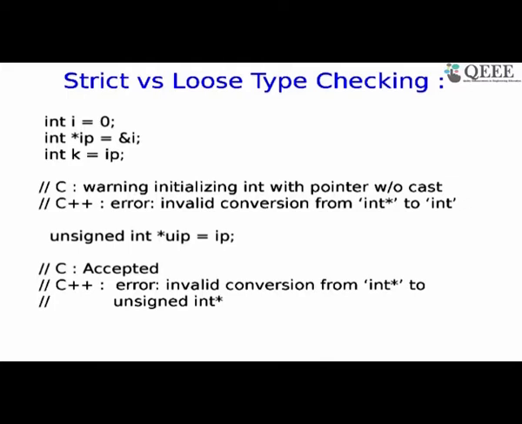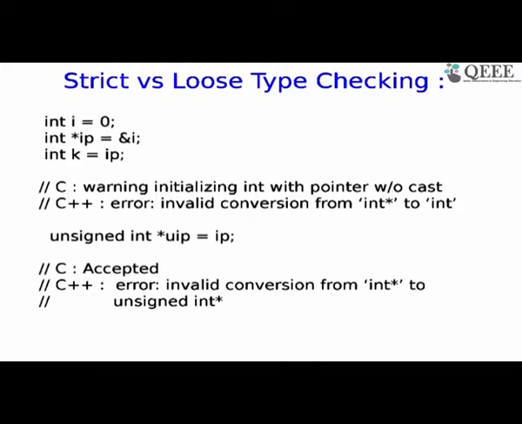So when you use pointers, the moral of the story is, if you are using C, you will be allowed to do a lot of unsafe assignments, whereas in C++ the errors will be pointed out, and unless you correct them, they will not work. The second one is similar. uip is a pointer to unsigned int, so it is unsigned int star. The kind of addresses that you can put in uip should be those of unsigned integer entities. And this is assigned ip.